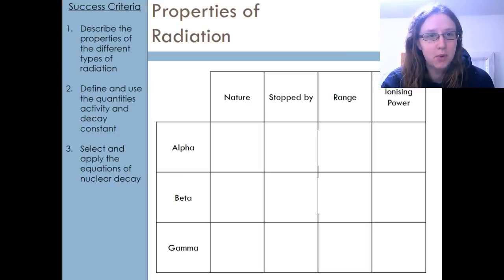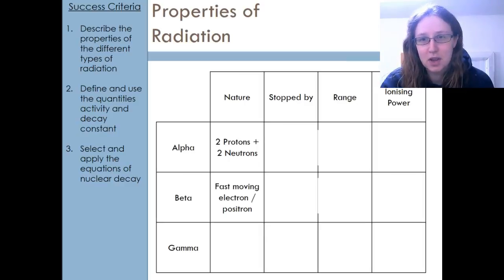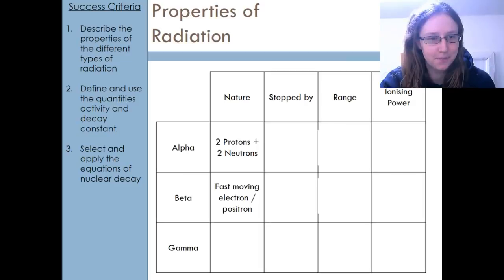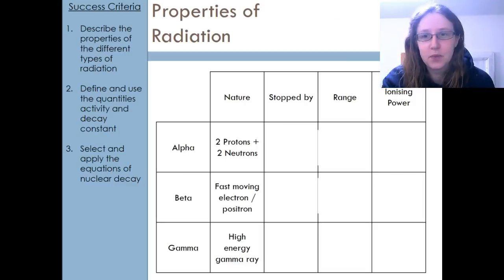So if I talk about the properties of radiation, you should hopefully already be aware of alpha, beta and gamma. Hopefully we know that alpha particles are 2 protons and 2 neutrons. Beta particles are basically a fast-moving electron or a fast-moving positron. That's a bit that's new, and we'll talk about that a bit more later. Gamma rays are just high-energy photons, so they are just energy.